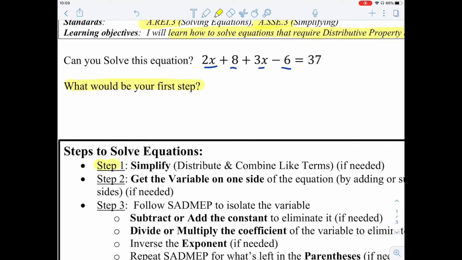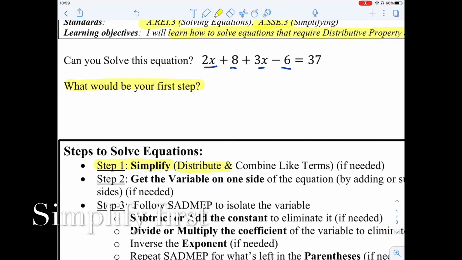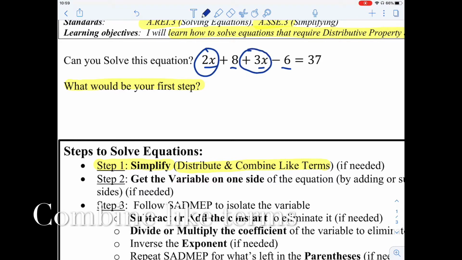So first thing we need to do is step 1, which is to simplify, which means distributing and combine like terms if you need it. In this case, we do need it. So our first step in order to solve this equation is we need to combine like terms. So we have our 2x and our positive 3x. Remember that positive sign in the front, or if it's a negative, you take the sign with it. So 2x plus 3x is 5x.